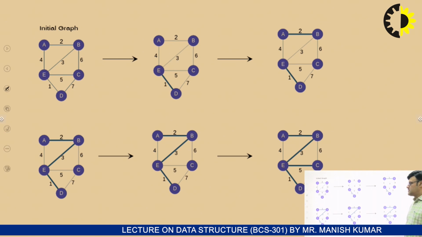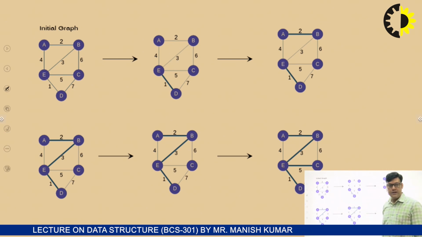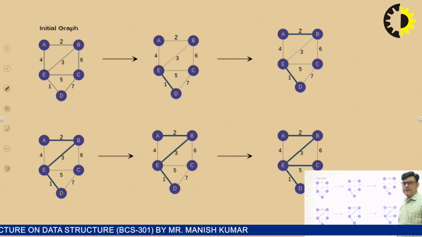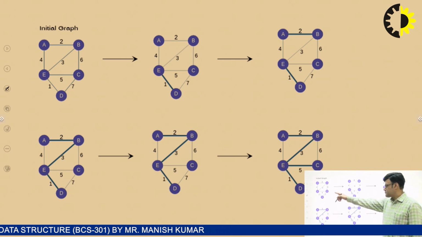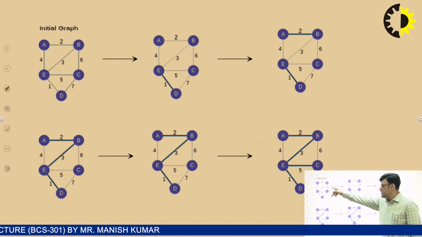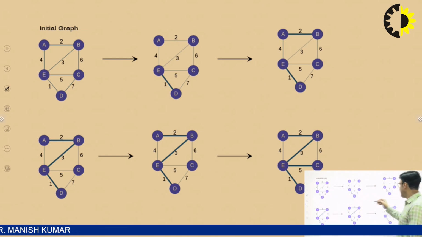So this is an illustration. For example, this is my initial graph given here. So what we will do is firstly arrange the edges of this graph in a table.